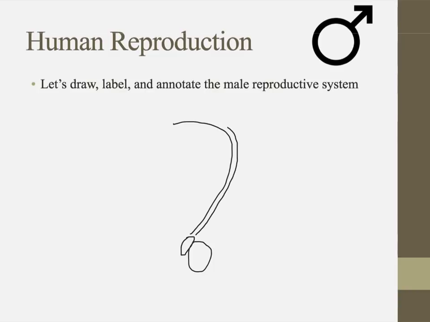Now, I'm just going to draw the beginning of this tube. I'm not going to draw the whole thing. And yes, that shape is important. The vas deferens is that shape because it's got to go around this big structure, and this is the urinary bladder.